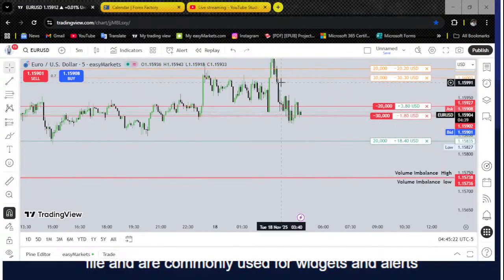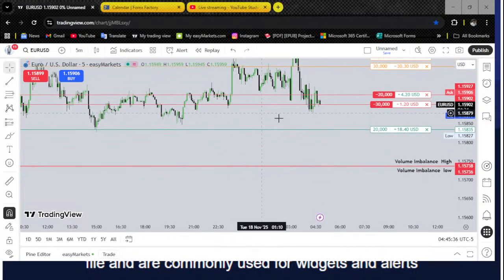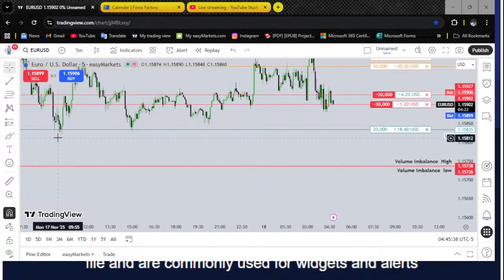There's a volume imbalance here. I expect that one to remain open. I expect this one to be a balanced price range here, because this side offered, this side offered. So these short-term lows have been taken as well. So I expect the market to start going to this, taking this short-term low.